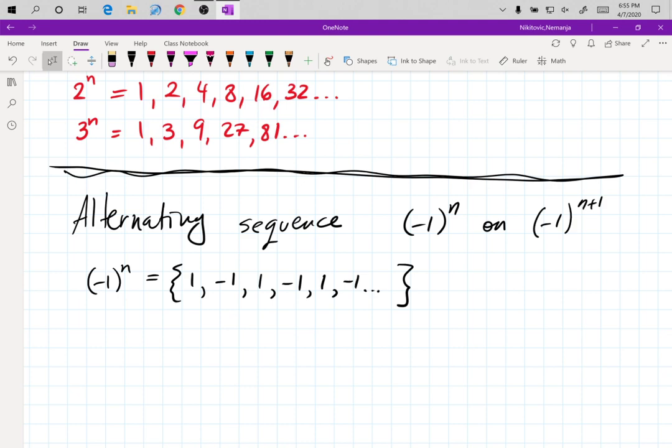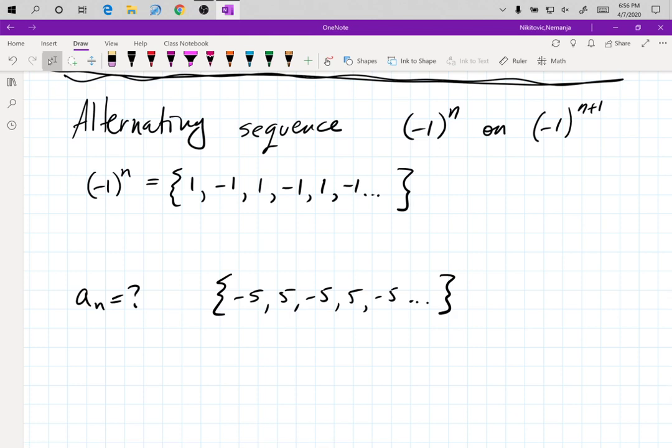Now, this is important because a lot of stuff alternates. You have alternating currents. Polarity switches 60 times per second. That's how often it changes. So we have to be careful with these. They show up. I see one of the problems in the book is asking you for AN, and all they give you are these 5s. That's all. So what do I do? Well, I say, oh, I have -1 times 5, +1 times 5, -1 times 5, and so on. So I can factor out 5 and just have -1 to the n.